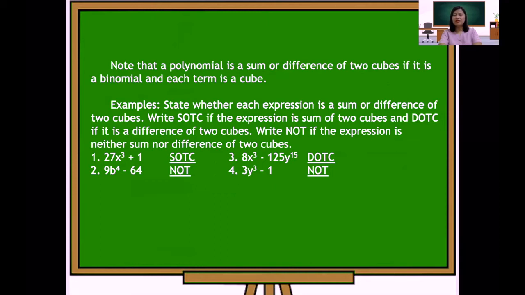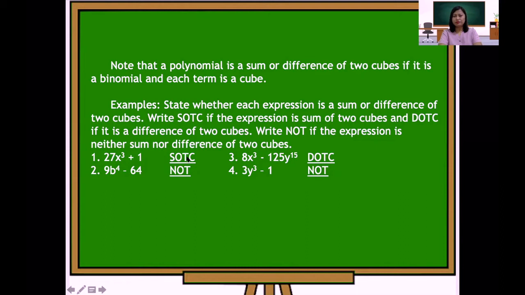State whether each expression is a sum or difference of two cubes. Write SC if the expression is a sum of two cubes and DC if it is a difference of two cubes. Write NOT if the expression is neither a sum nor a difference of two cubes. Number one, 27x cubed plus 1 is SC. 27x cubed and 1 are perfect cubes. We have here plus, so we have a sum of two cubes.